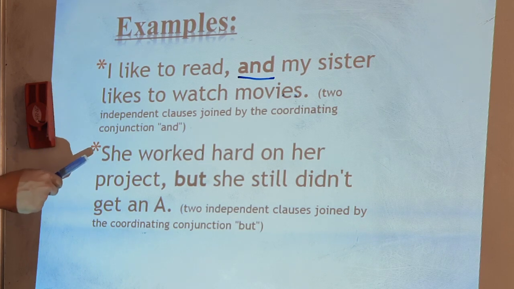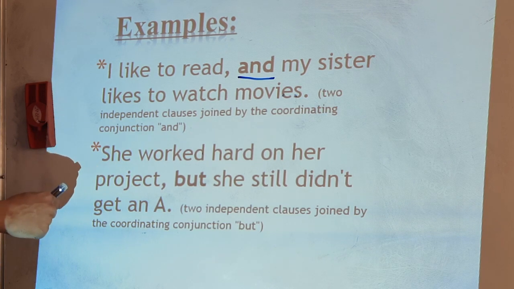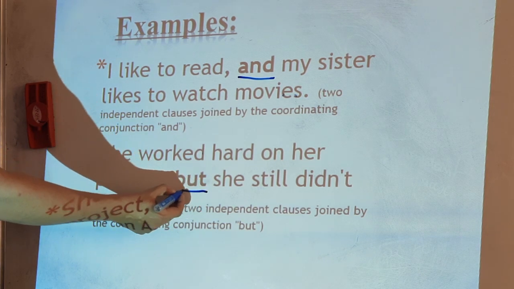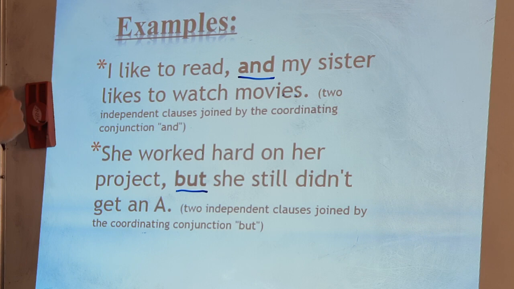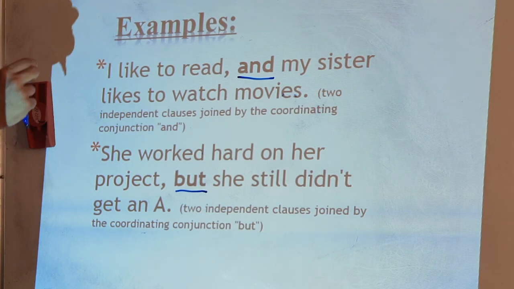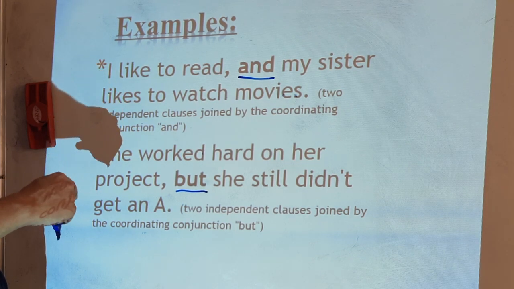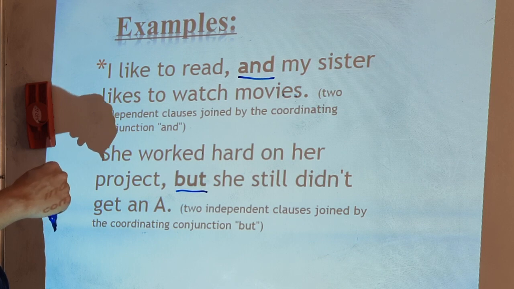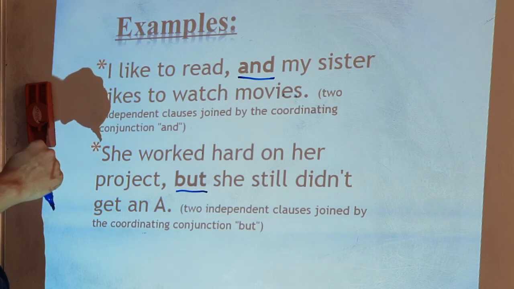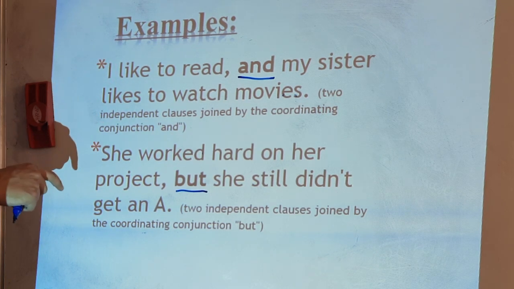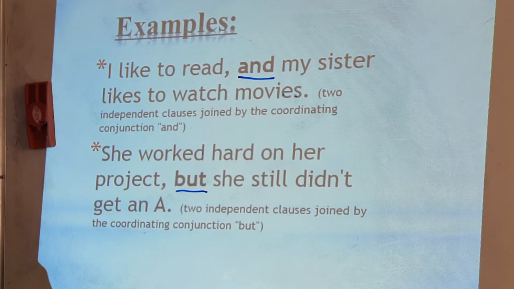Okay? So, she worked hard on her project, but she still didn't get an A. Here, this is our coordinating conjunction. She worked hard on her project is our first independent clause, and she still didn't get an A is our second independent clause. So two independent clauses joined by the coordinating conjunction, but.